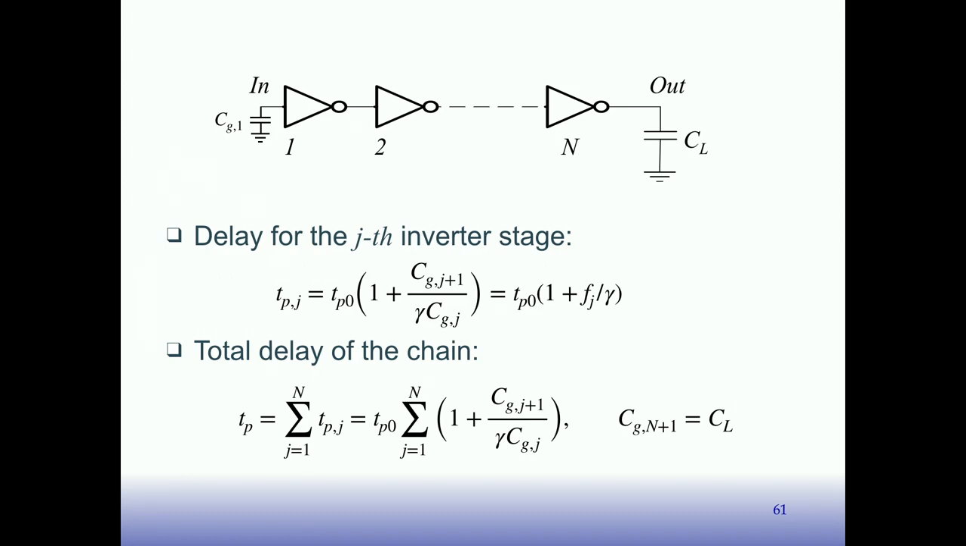So the total delay of the chain then, remember we said when we have a cascade of logic gates, we just add up the delay of each gate in the cascade. So the total propagation delay for this circuit is going to be the sum for j from 1 to n of the propagation delay of the jth gate. We can factor out the t sub p0. They're all going to have that. And then we're going to have the sum of 1 plus C sub G,j+1 over gamma C sub G,j. And remember, the gate capacitance of the (n+1)th inverter, which doesn't exist really, is just C sub L. That terminates this thing.